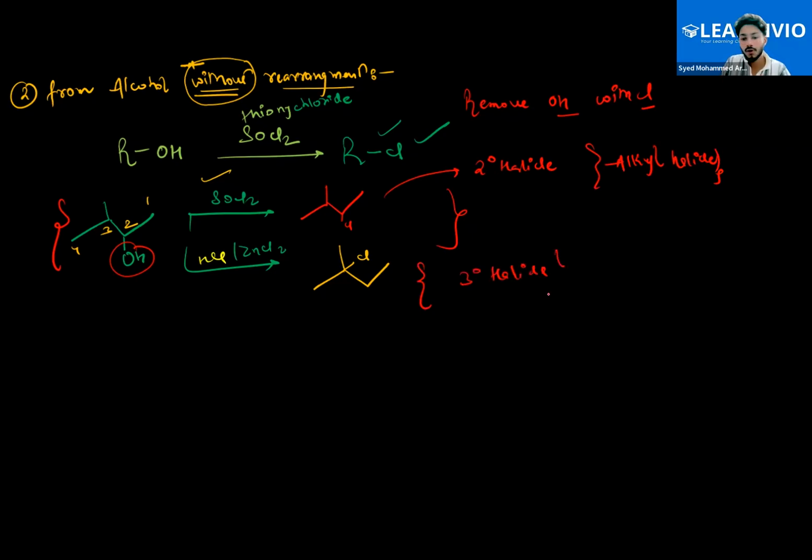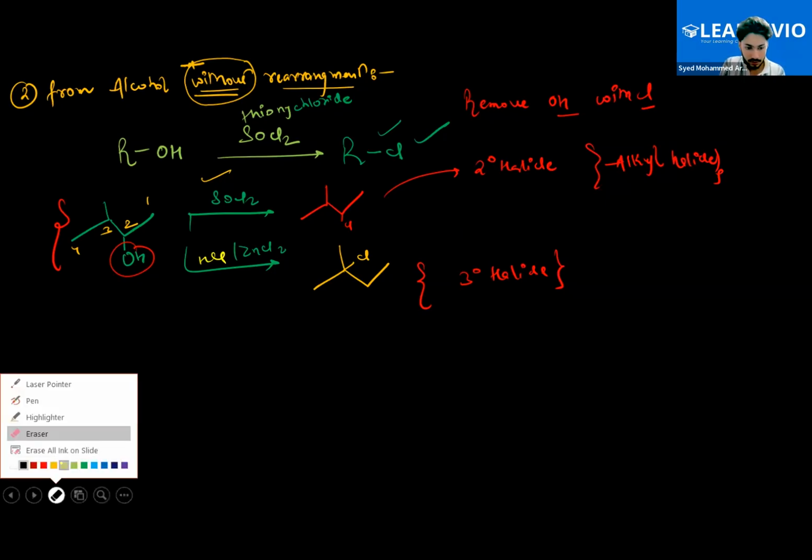So if I ask you that I want to form a 3-degree alkyl halide, which reagent do I need to take? Definitely you will tell me that HCl with ZnCl2 you should take in order to form the 3-degree halide. If you want to form the 2-degree halide, you will take this. So using different reagents, you will get different products. Are you getting my point? What I am trying to say. Yes, sir. So this is the thing.